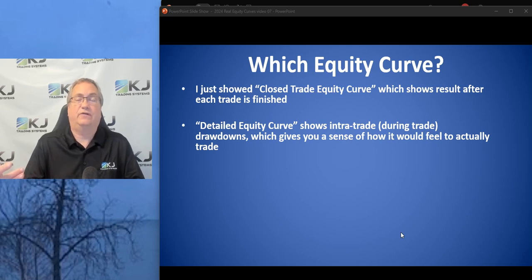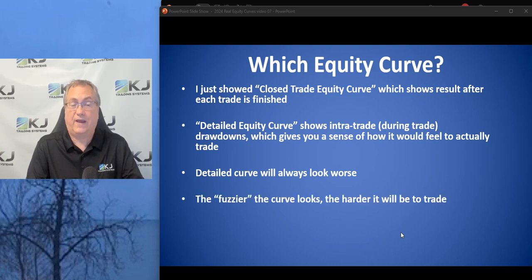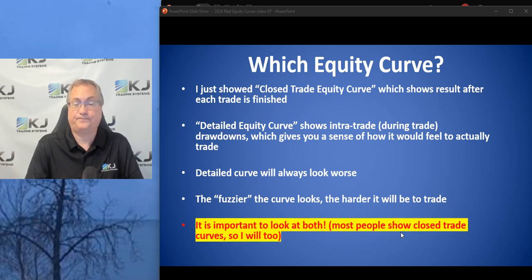And that would give you a better sense of what the actual drawdowns look like and how it feels to actually trade those. Now, the detailed curve will always look worse. It won't have the green dots, at least in TradeStation, but that's how you know you're seeing it. It'll also say at the top, detailed equity curve. And detailed equity curves tend to look what I would call fuzzier. And you'll see that in a second. I'll show you an idea of what that is. And the fuzzier it looks, the harder it is to trade.